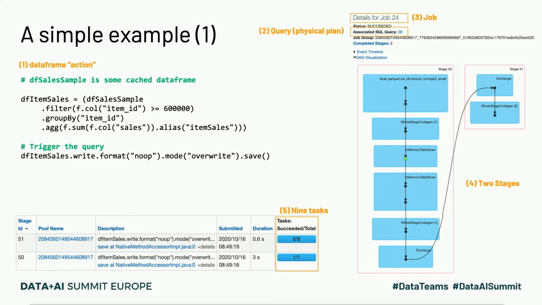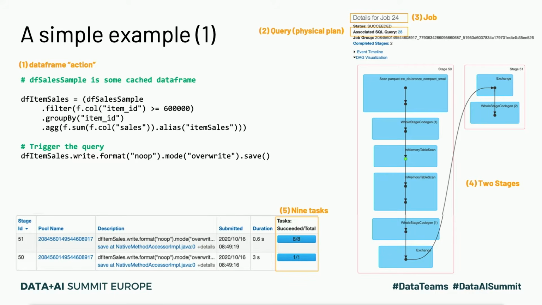This query will then generate, in this case, one SQL query, which you can see on the top right next to number 2. That will be the SQL query that's associated with this data frame query. In the following slides, we will actually click on this query and see what kind of information we get. This query, again, generates one Spark job. This will be job 24 that you can see on the top right. And this job will have generated 2 stages that you can see on the bottom right, which are stage 50 and stage 51. Finally, you can see on the bottom left on the summary tab that these 2 stages in total generate 9 tasks.